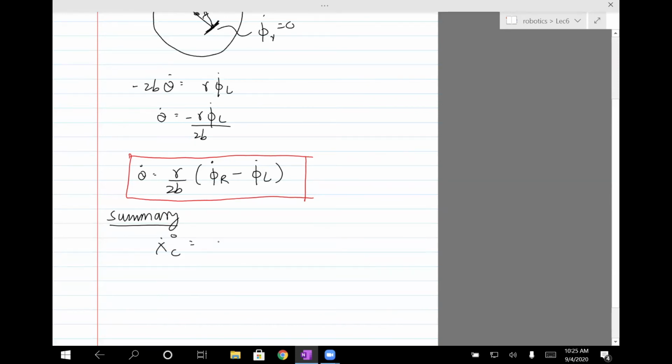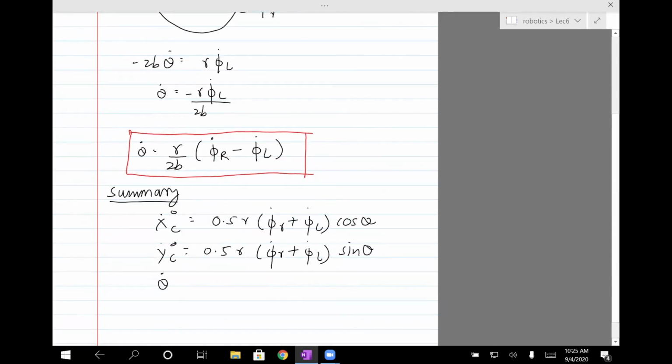x dot C0 is 0.5 r (phi dot r plus phi dot L) cosine theta. y dot C0 equals 0.5 r (phi dot r plus phi dot L) sine theta. And theta dot, we should use small letters here, is r divided by 2b (phi dot r minus phi dot L). Let me write this as 0.5.